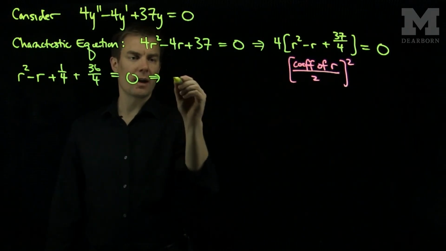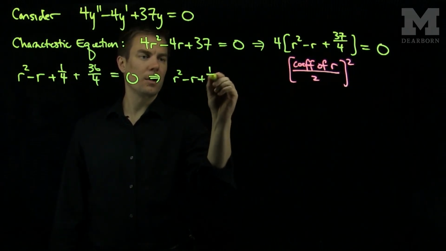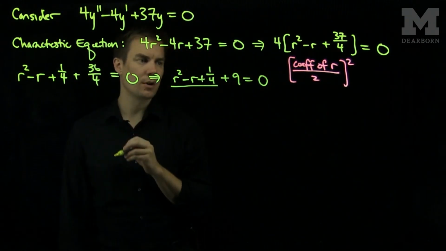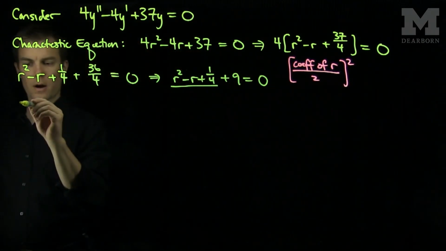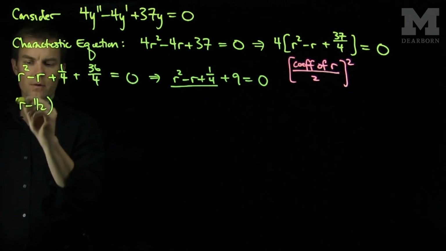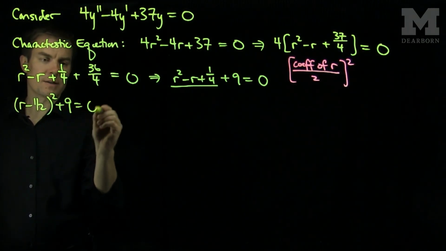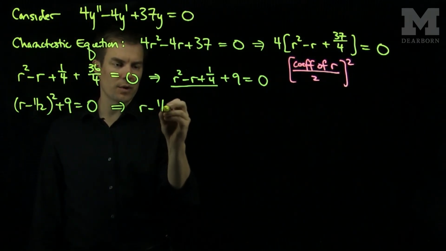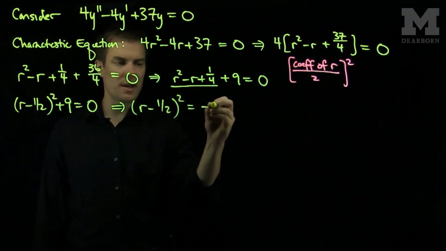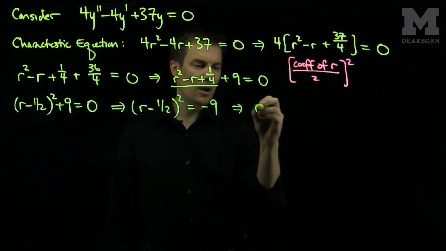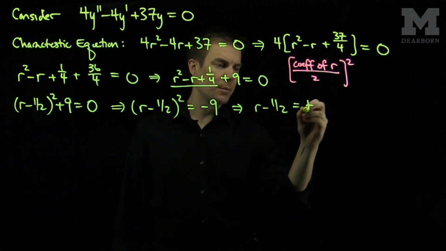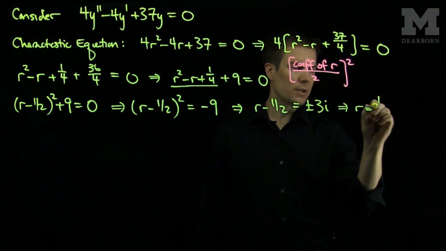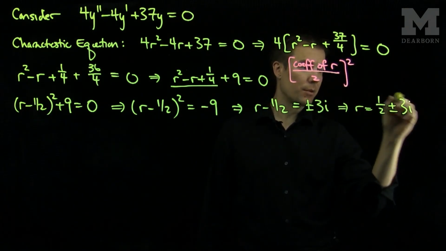So what we have here is r squared minus r plus 1/4 plus 9 is equal to 0. These first three terms will always be a perfect square. They are r minus 1/2 quantity squared plus 9 is equal to 0. From this we can easily solve the equation. This tells me that r minus 1/2 squared is equal to -9. So r minus 1/2 is plus or minus 3i. And therefore r is 1/2 plus or minus 3i.